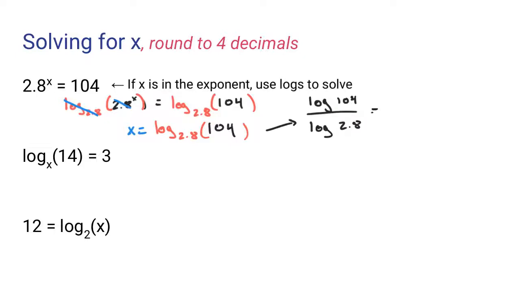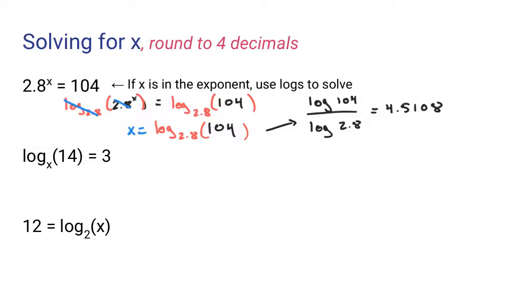Right, so do log of 104 divided by log of 2.8. And if you do that correctly, you should get 4.5108 as your answer. So 2.8 to the 4.5108 as an exponent is equal to 104. And yeah, I did round that to 4 decimal places.